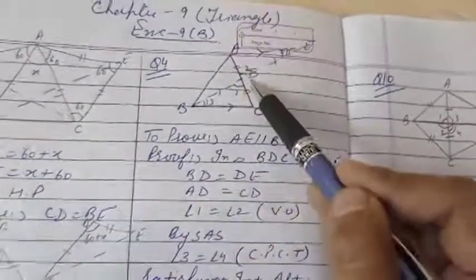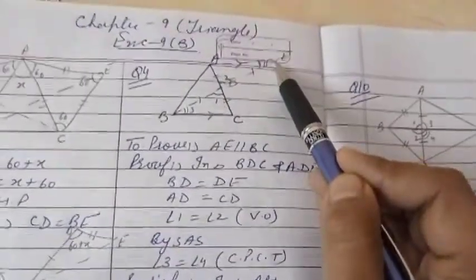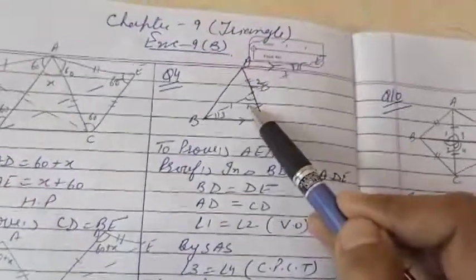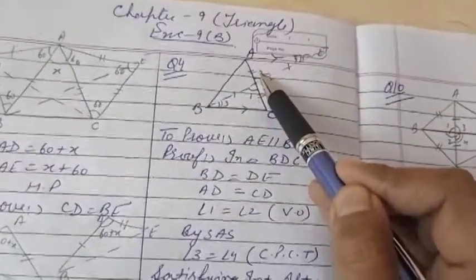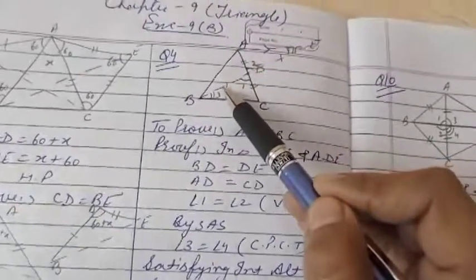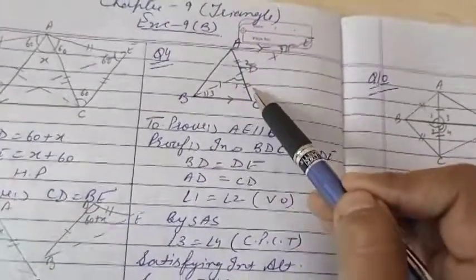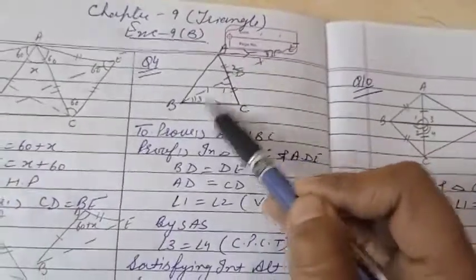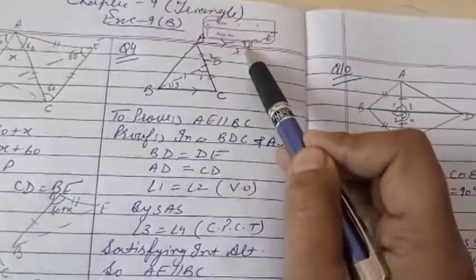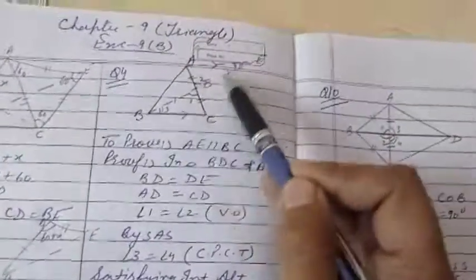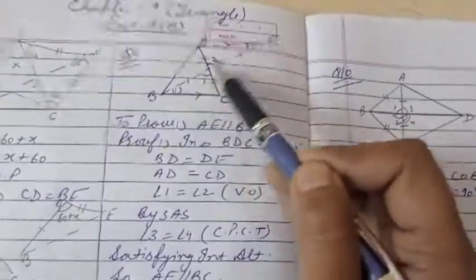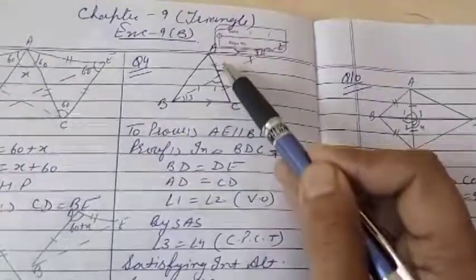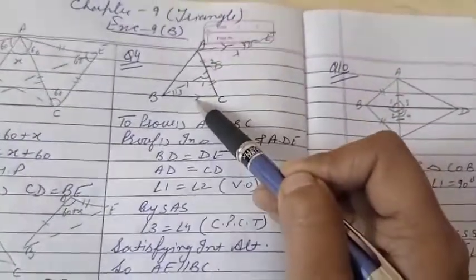BD is equal to DE, that is given to us. Then AD is equal to CD, this is also given to us, and 1 is equal to 2, vertically opposite angles. So by which property? By side angle side property, both the triangles are congruent. So if the triangles are congruent, angle 3 will be equal to angle 4. They are satisfying the property of interior alternate angles, and you know that interior alternate angles are equal only if the lines are parallel. So that means this side is parallel to this side.